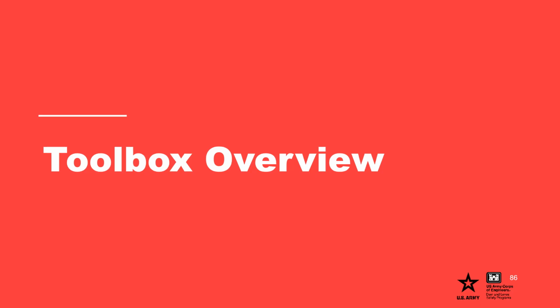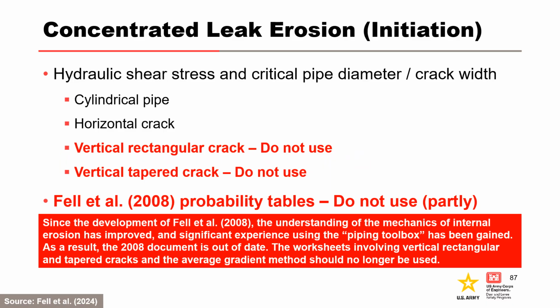Toolbox overview. The RMC Concentrated Leak Erosion Initiation Toolbox calculates the hydraulic shear stress in a pipe or crack and compares it to the critical shear stress of the soil. Multiple crack geometries can be assessed. For parameter combinations where the stress exceeds the critical shear stress, initiation is assumed to occur. The toolbox will also calculate the critical pipe diameter or crack width for a given critical shear stress and hydraulic loading.